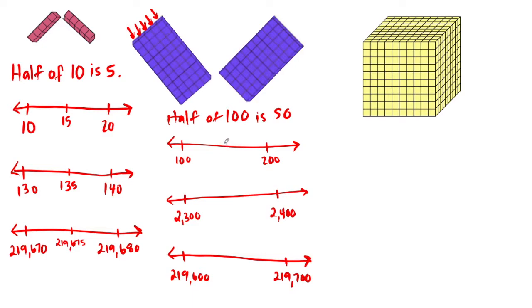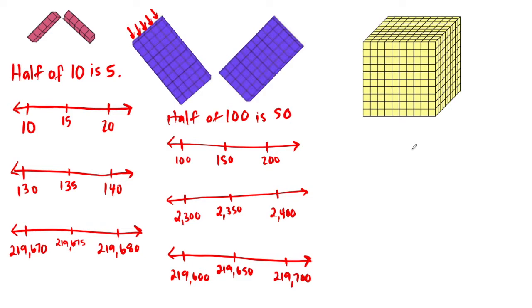So half on these number lines would be 50 from the next number. 150, or here from 2,300 would be 2,350. And from here it would be 219,650. Because the distance between each number was 100, the halfway mark was 50 more.